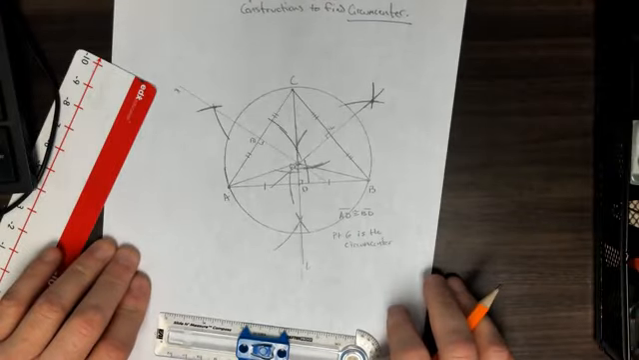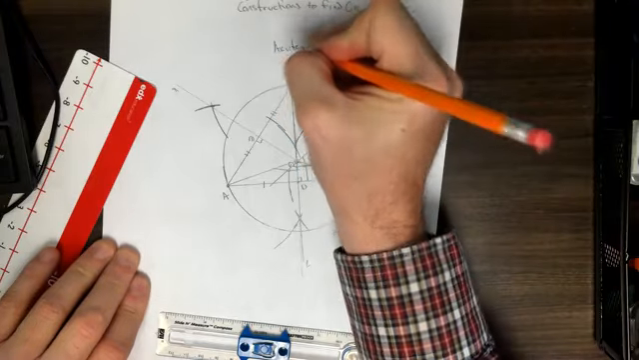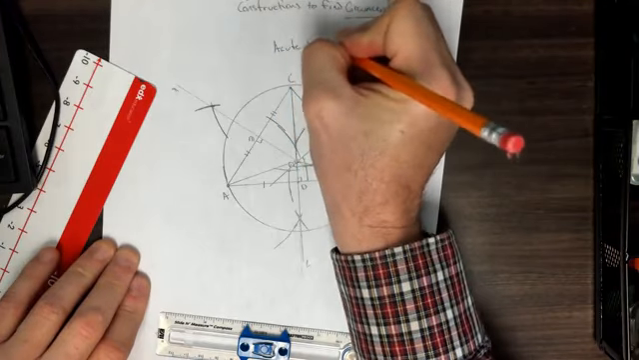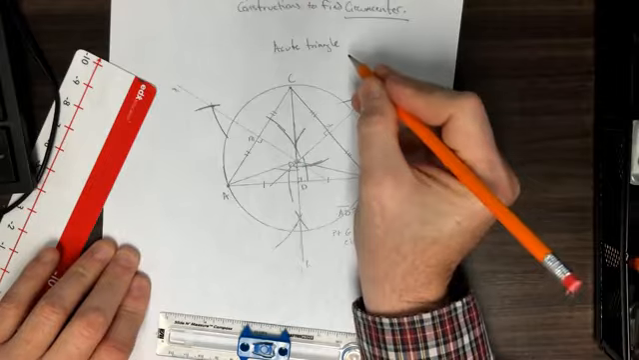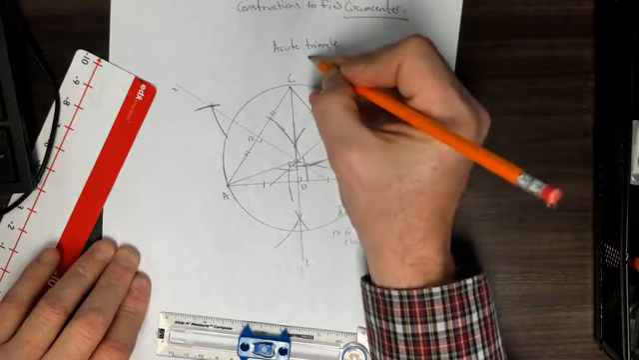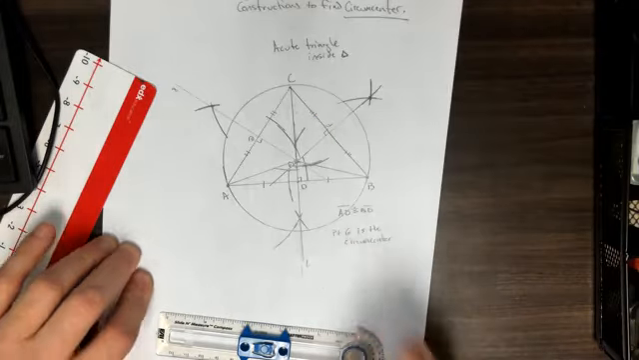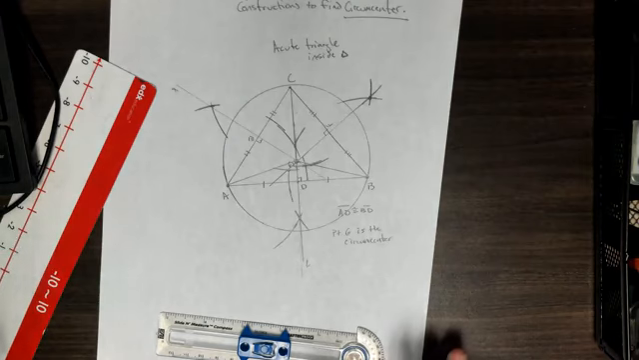Now, granted, this is an acute triangle. There's some important information in the fact that it's an acute triangle, and that means that the circumcenter will be inside the triangle. That concludes the beginning steps of what we are going to be doing.